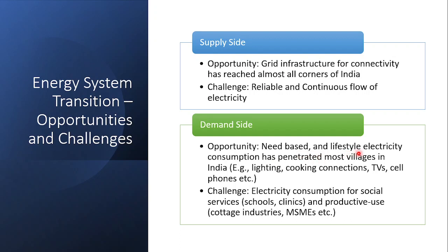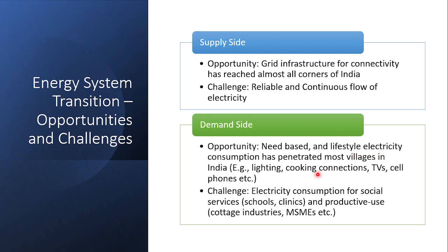Or it could be lifestyle. So lifestyle means when you use the electricity for mobile charging, or to watch TV, or for some other activity, some entertainment or something like that. So that is lifestyle based electricity consumption. So these two are available in many villages: the need based and lifestyle electricity consumption.